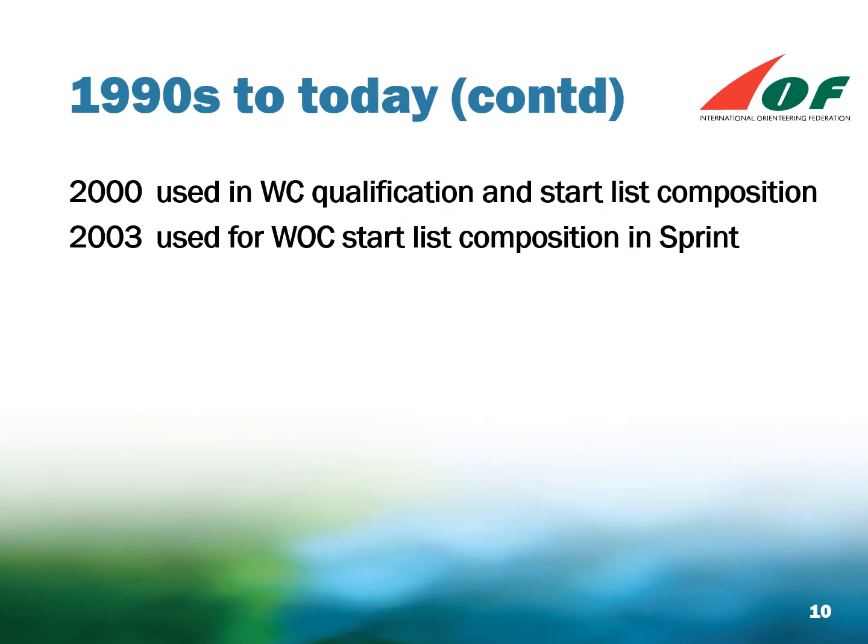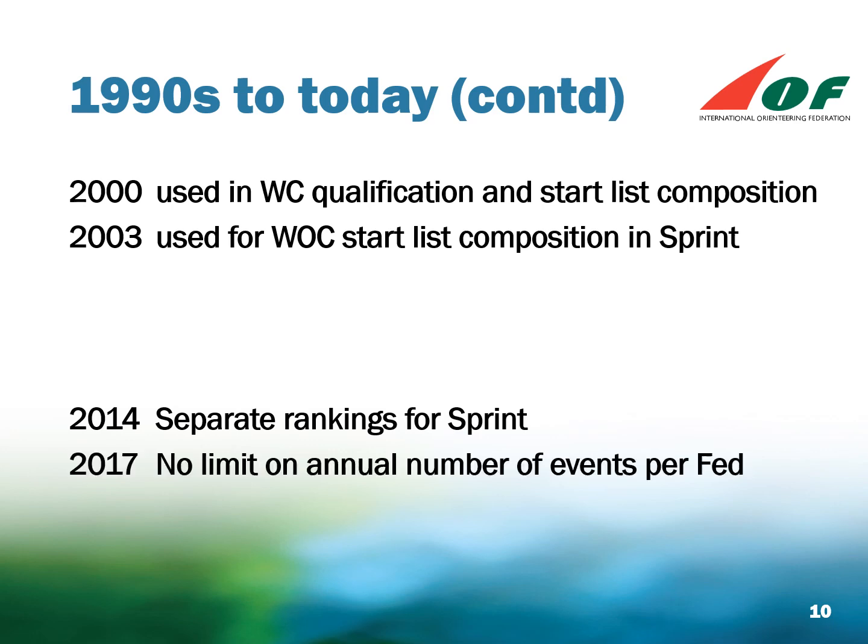Since then, the importance of the rankings has been enhanced by building their use into qualification and start order for major events. 2 changes in the framework of the scheme were made in 2014 with the introduction of the separate list for sprint races, and in 2017 when the limit on the number of world ranking events a federation could stage was removed. How to treat major IOF events has also changed over time.